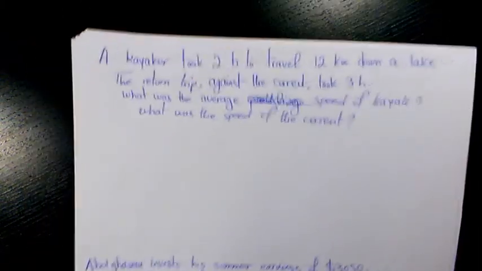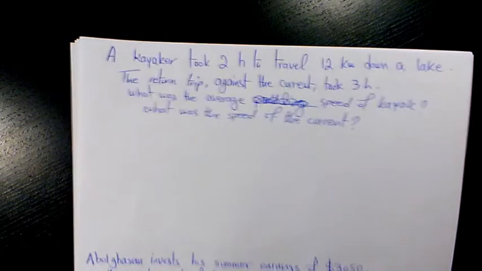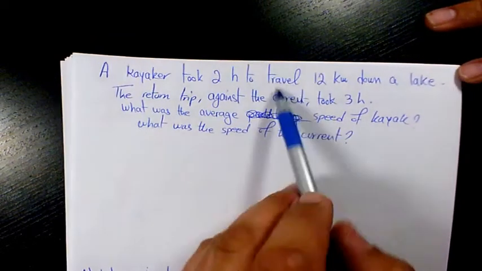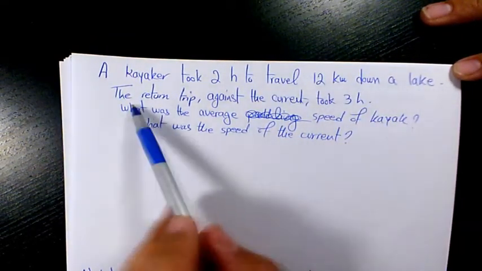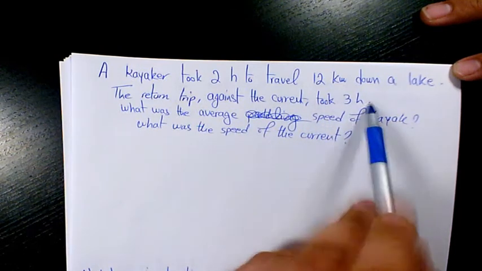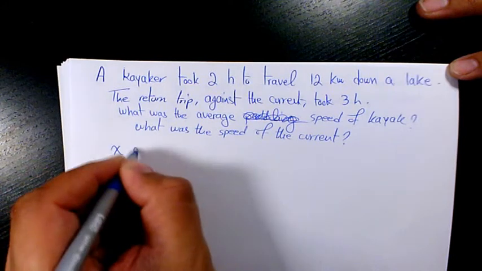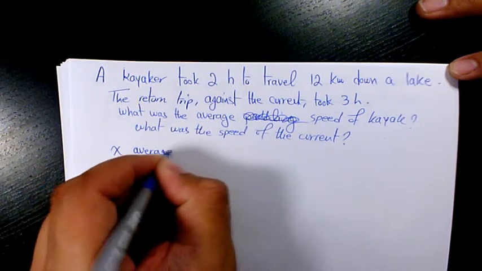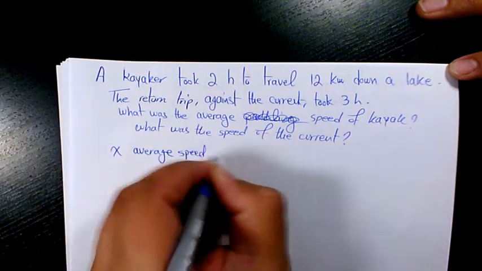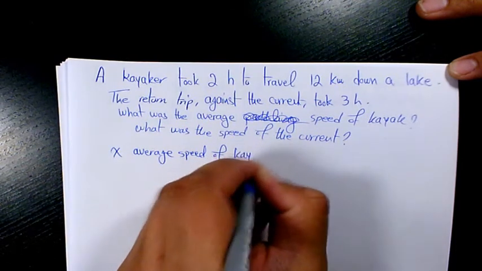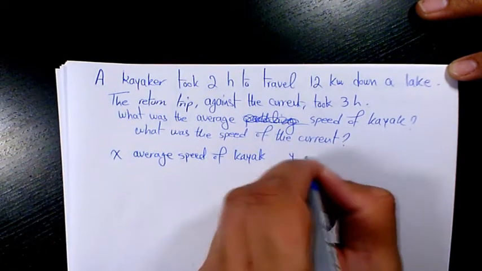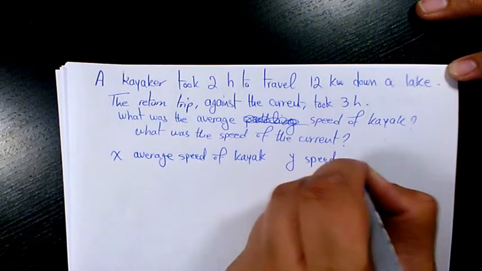Next one. A kayaker took 2 hours to travel 12 kilometers down a lake. The return trip against the current took 3 hours. So we're going to say the same thing. x is the average speed of the kayak, y is the speed of the current.